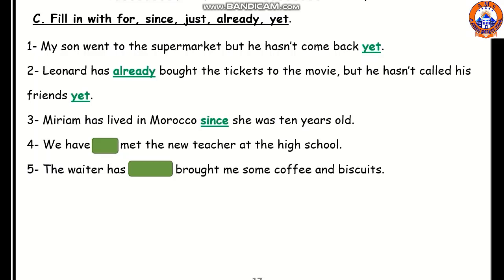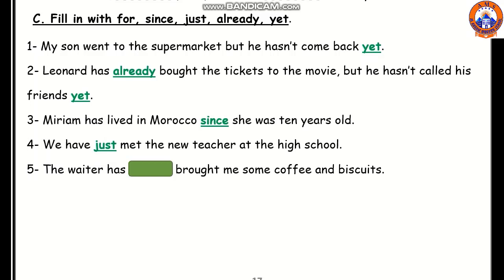Number 4, listen. We met Mr. John shortly. He is our new teacher. Let's read. We have just met the new teacher at the high school. So we met him shortly.